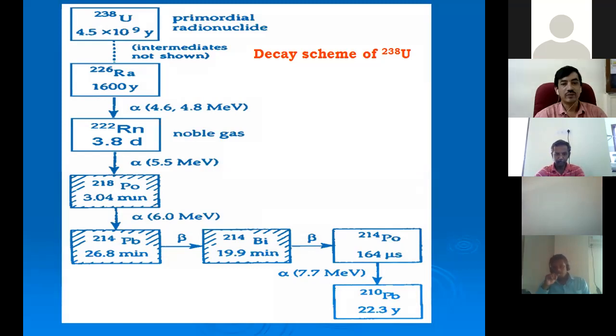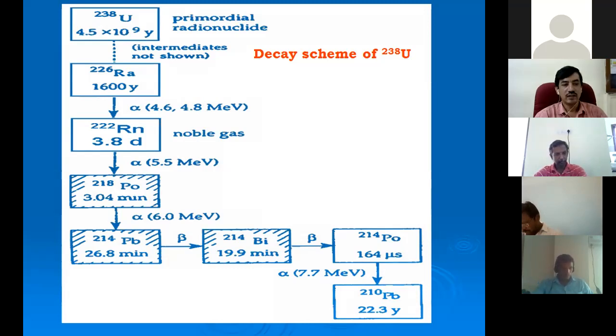Radium will decay into radon-222. Its half-life is 3.8 days. It's a noble gas. It will also undergo decay by emitting an alpha particle of 5.5 MeV. Being a gas, it can enter into the atmosphere and produce many radioactive elements by radioactive decay.